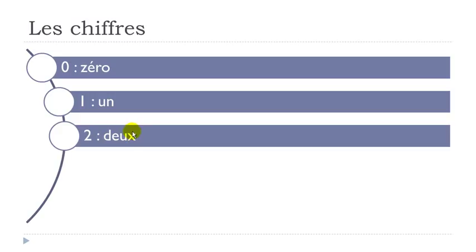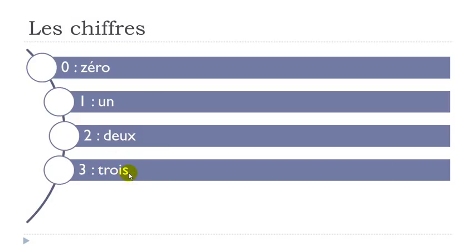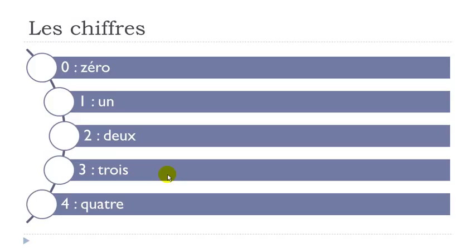2, final X not pronounced, 2. 3, final S not pronounced, 3. 4, okay. So remember that even if you've got this U vowel here, basically you don't pronounce it, because that's the rule in French.